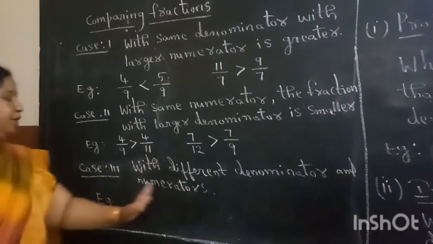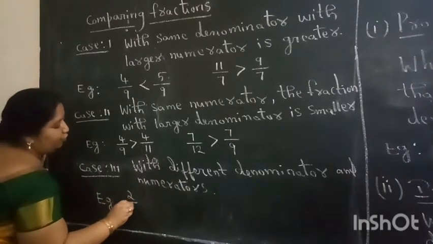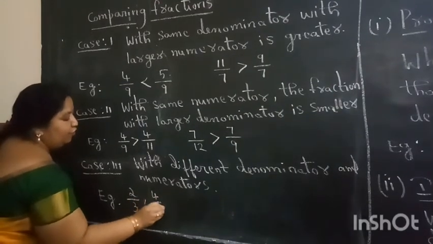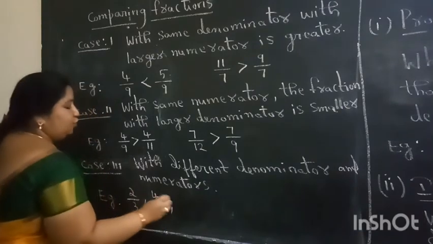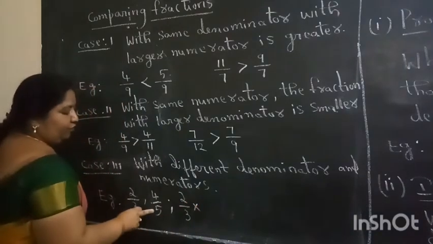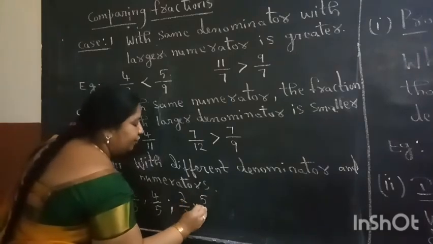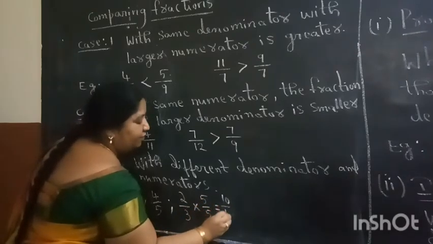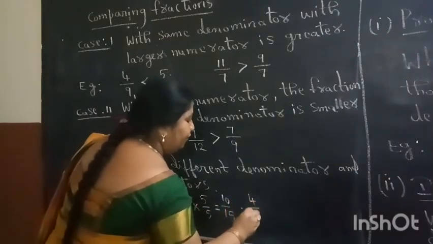With different denominators and numerators, how? Suppose you take 2 by 3, 4 by 5. Which one is the greater? You see, 2 by 3 is the first fraction. This can be multiplied by the second fraction's denominator, 5 by 5. 2 5s are 10, 3 5s are 15.